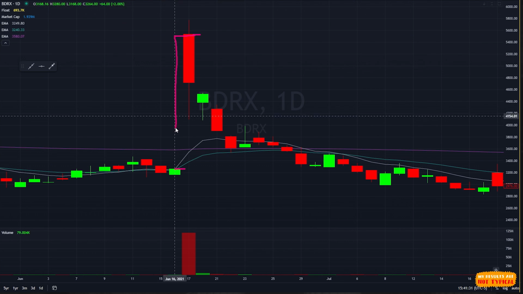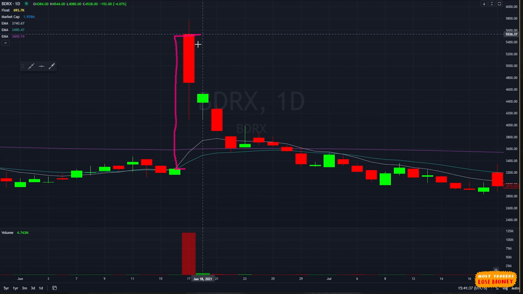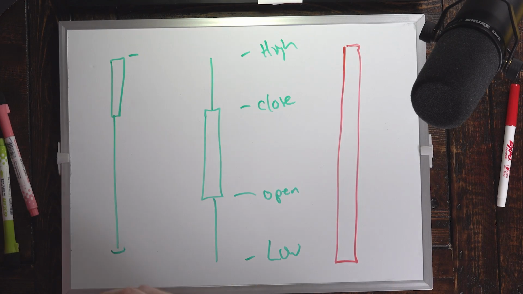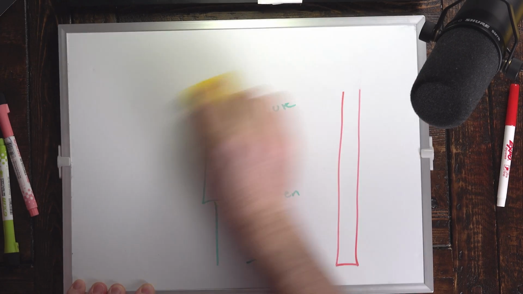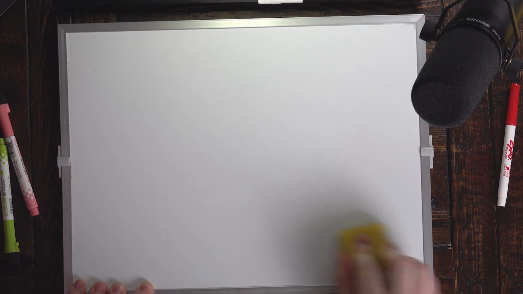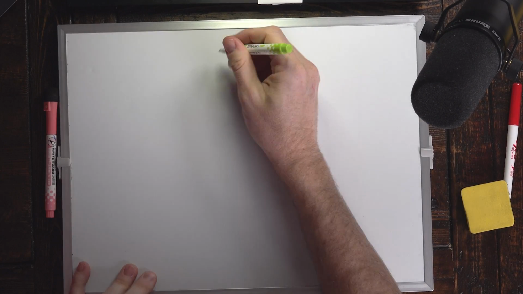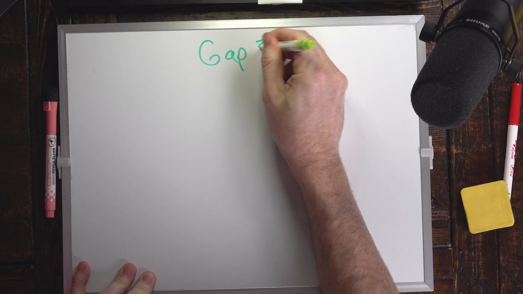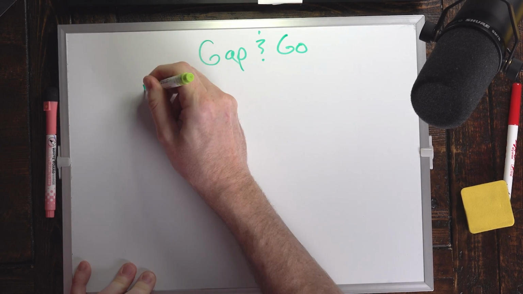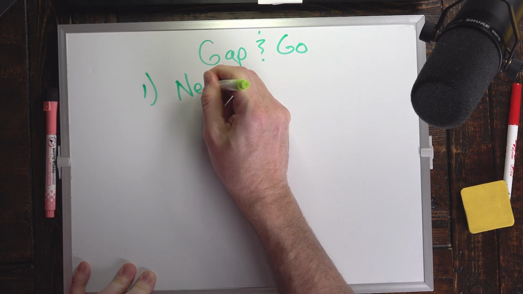And so this creates a gigantic gap. Overnight, the stock went up nearly 100%. And so you might say, how in the world does that happen? The way a stock is able to make a move like that is because almost always there's some type of catalyst. So what I look for in order to trade the gap and go strategy, number one, is news.